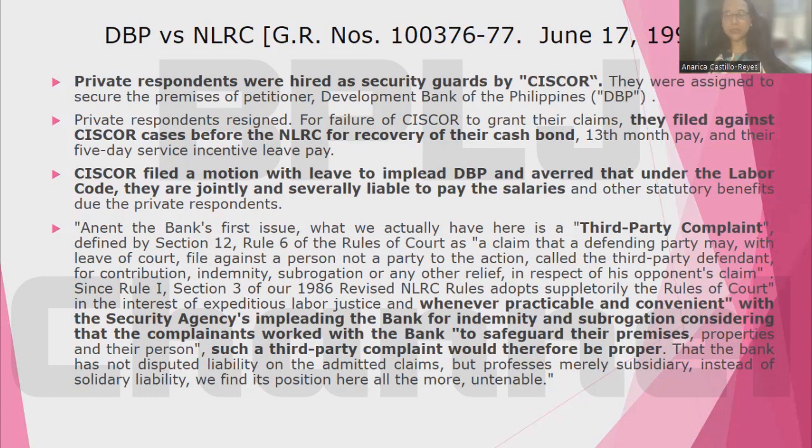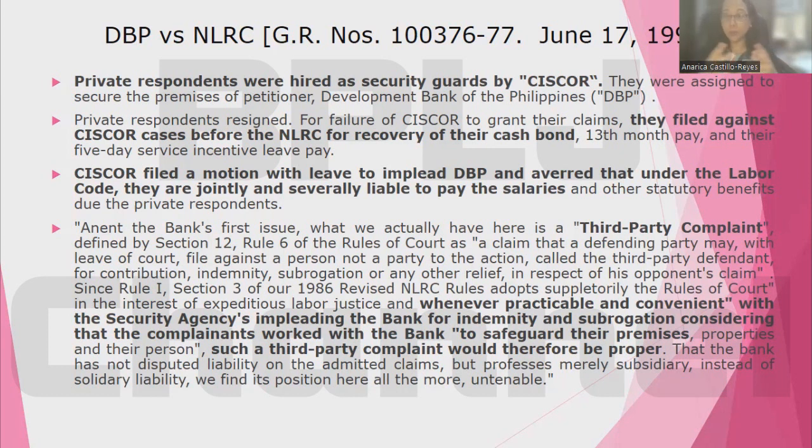Now, for failure of CISCOR to grant their claims, they filed a case against CISCOR before the NLRC for recovery of certain benefits such as 13th month pay and service incentive leave. Now, CISCOR filed a motion to implead DBP and averred that under the Labor Code, they are jointly and severally liable to pay their salaries. What we actually have here is a third-party complaint filed by CISCOR against DBP.